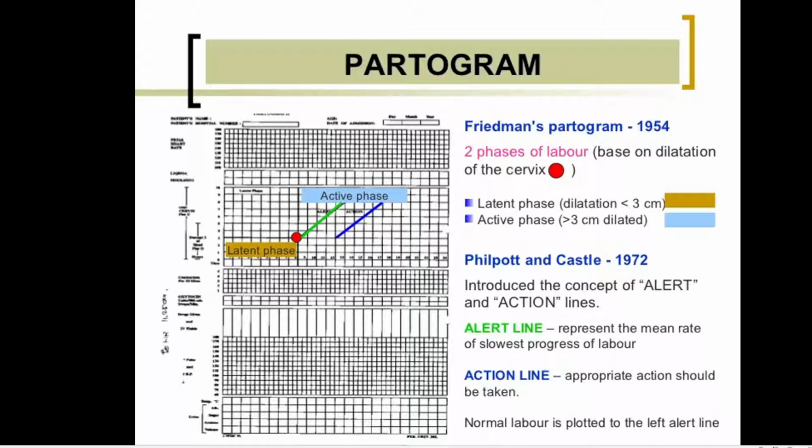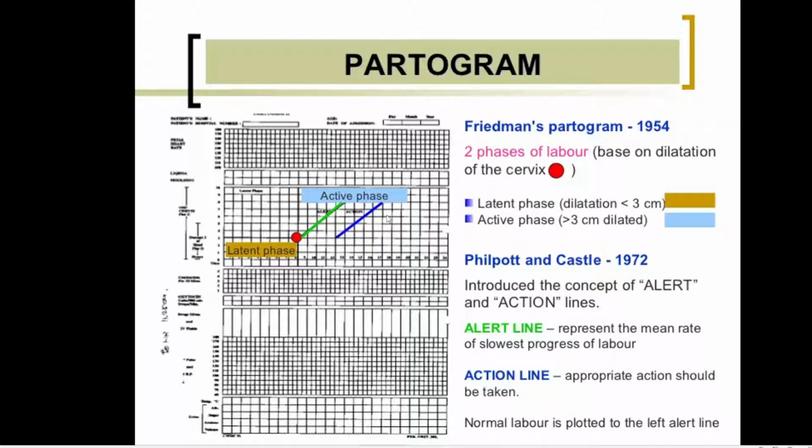In the partogram, you see that there are two phases. The picture is divided into two parts: the latent phase and the active phase. I repeat again, the latent phase finishes when cervical dilation is 3 centimeters, and after 3 centimeters of dilation the active phase starts. In the active phase, we introduce the concept of alert and action lines. The alert line represents the mean rate of slowest progress of labor, and at the action line, appropriate action should be taken.